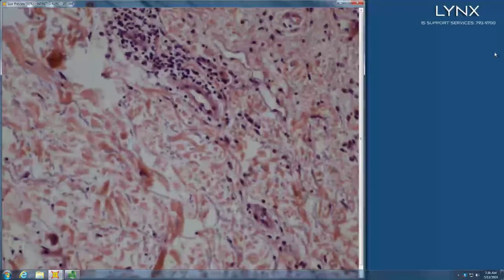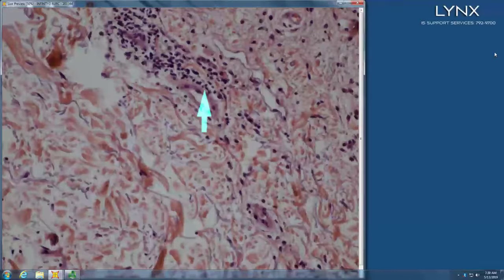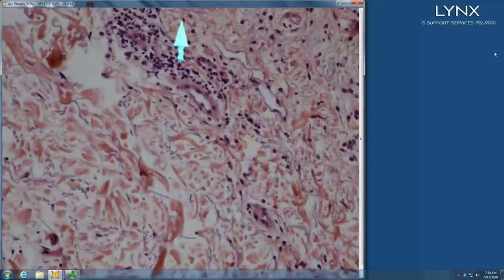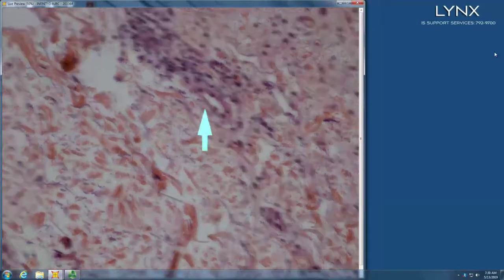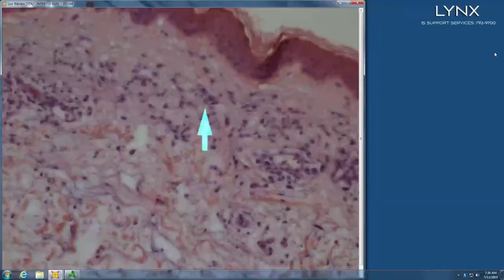LCV could have eos if it was like Churg-Strauss, but I don't really see that. Yeah, you don't really see leukocytoclastic vasculitis. So urticaria certainly can do that, but I don't see any neutrophils in the lumen, which you usually see in urticaria if you hunt for it.